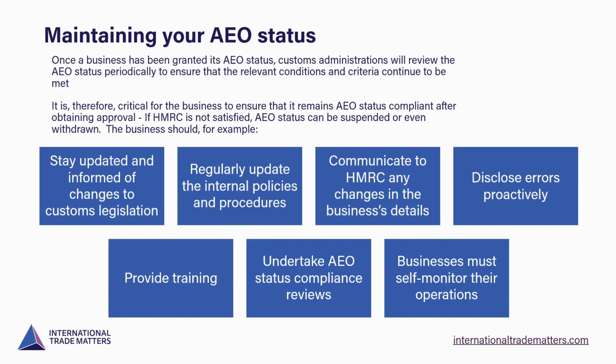Sign up for the Hampshire Chamber of Commerce or connect to International Trade Matters weekly or monthly newsletter to stay abreast of all updates. Regularly update the internal policies and procedures as required. Communicate to HMRC any changes in the business's details. Be proactive when disclosing errors to HMRC. Get in there early. Make sure your staff receive the appropriate training, and there are lots of training courses that the local Chamber of Commerce can provide on international trade.